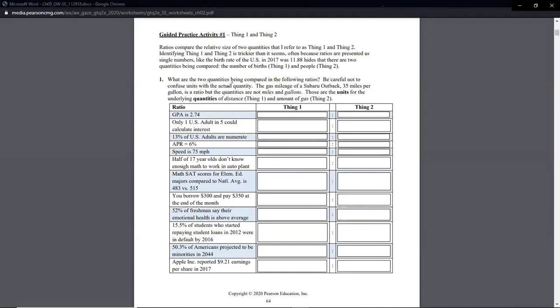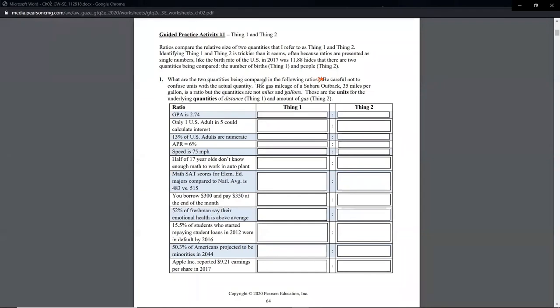Be careful not to confuse units with actual quantity. Now, this little sentence right here, be careful not to confuse units with quantity. Since we're just using our own words, I honestly would not care if you confused units with quantity. So I will give that as an example. What is it, the fifth one? Yeah, the fifth one. So the gas mileage of a Subaru Outback is 35 miles per gallon is a ratio, but the quantities are not miles and gallons. Those are units for the underlying quantities of distance and gas.